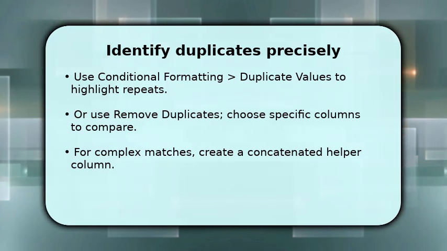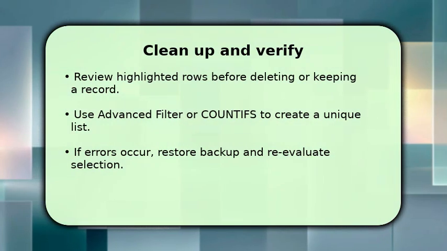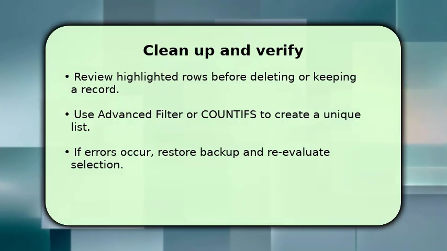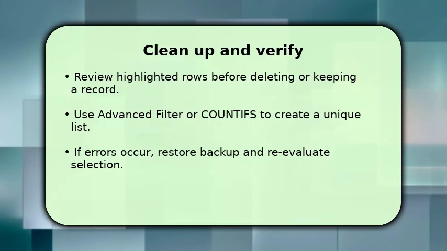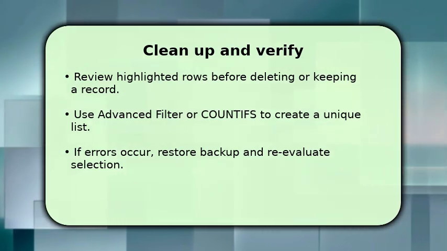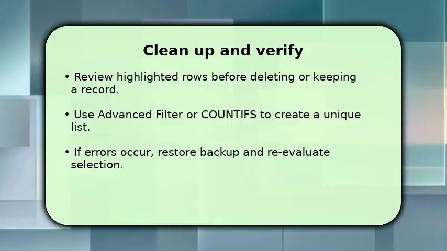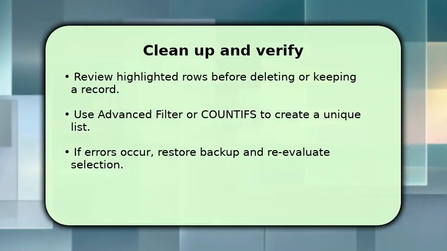So you finish by cleaning and verifying. Review highlighted or deleted rows and keep one canonical record per group. Once done, consider using Advanced Filter to copy unique records to a new sheet or apply COUNTIFS to quantify occurrences for auditing. Make sure to remove the helper column only after verification.